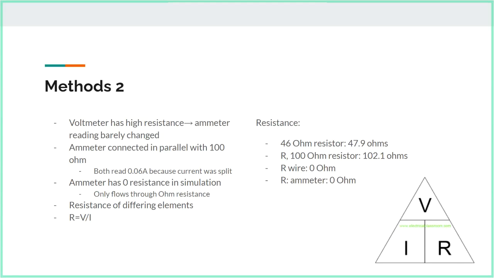Next, I connected an ammeter in parallel circuit with a 100 ohm resistor. Both currents read 0.06 amperes instead of the normal 0.15 because the current was effectively split. Kirchhoff's junction rule explains this phenomenon as the current is effectively split between the ammeter and the resistor in parallel circuits. The ammeter also has no resistance, meaning that the current only flowed through the 46 ohm resistor. Calculated resistance for the 46 and 100 ohm resistor is shown at the bottom of the slide.